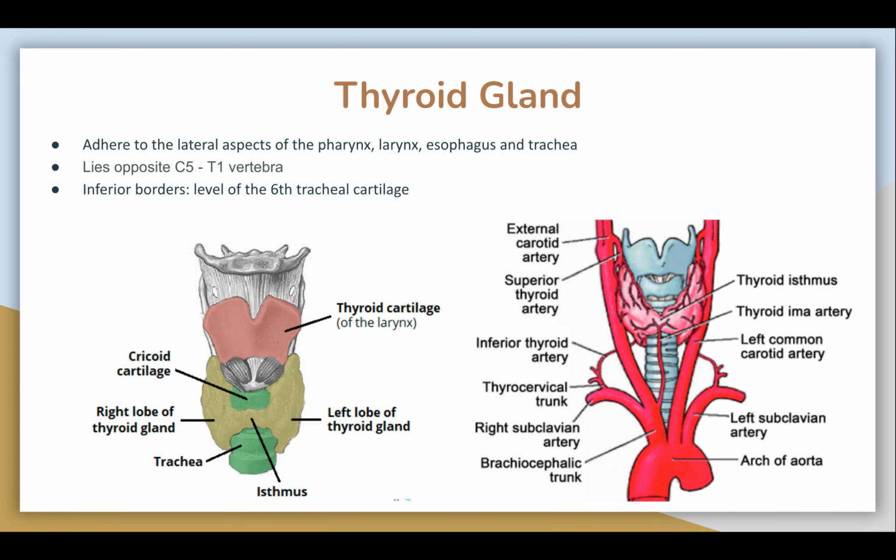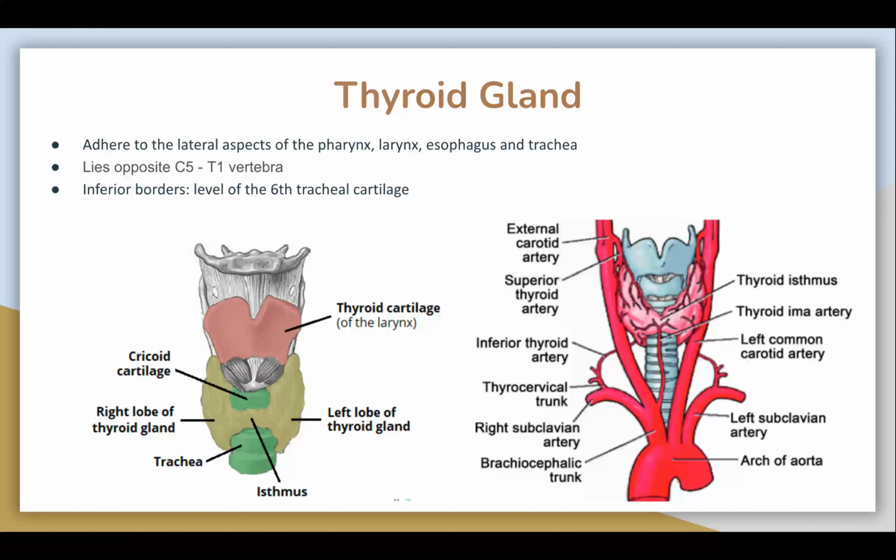The sternothyroid, superior belly of the omohyoid, and sternohyoid muscles. Laterally, the carotid sheaths containing the common carotid arteries. Medially, the organs that include the larynx, pharynx, trachea, and esophagus, and also the nerves that include the external and recurrent laryngeal nerves.